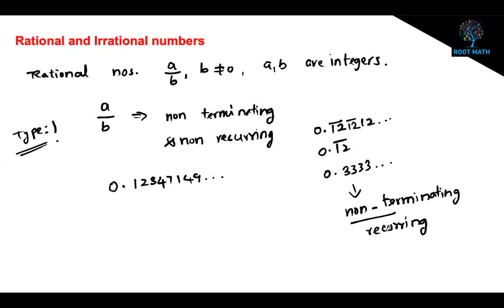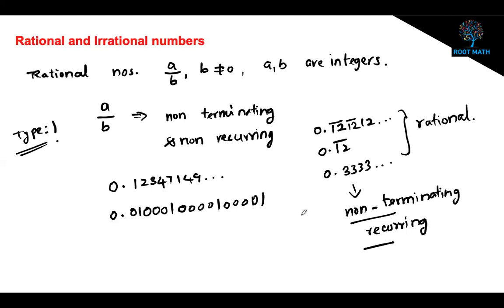When a decimal is non-terminating and recurring, those numbers are said to be rational. Only one condition, non-terminating and non-recurring, means those numbers are said to be irrational numbers. One more example: 0.1, 0.01, 0.001, then 4 zeros 1, then 5 zeros 1. Here you can see that there is no certain pattern repeating in the decimal expansion, and it is non-terminating also. So these types of numbers are said to be irrational numbers.